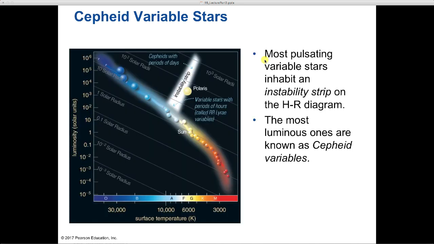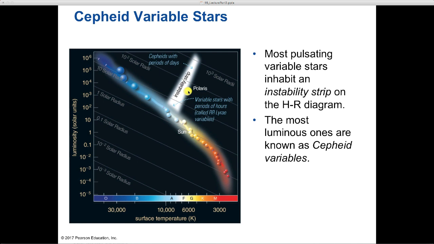If we look at some of these variable stars and plot them on the HR diagram, we find that many of them fall in this particular region of the HR diagram. We call it the instability strip, because stars in here, for some reason, are not able to maintain a nice perfect gravitational and pressure balance. And so they fluctuate, they oscillate, they vibrate in a sense in terms of their size and their brightness. Polaris, our North Star, is actually a variable star. So it lies on the HR diagram somewhere in that instability strip.